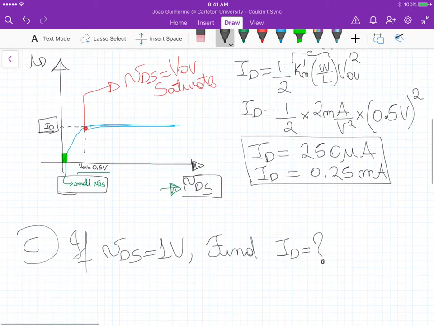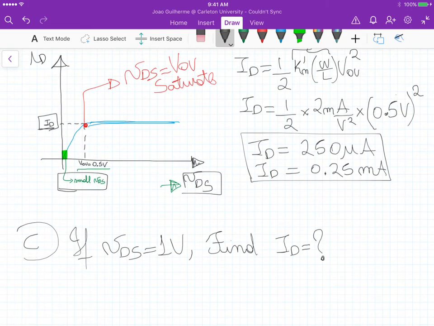In part C, it says, what if VDS is 1 volt now? What's the value of ID? Again, if we look at the graph up here, once we keep increasing VDS by more than the overdrive voltage, ID stays the same. So in this case, we still have an ID equal to those 0.25 milliamps.